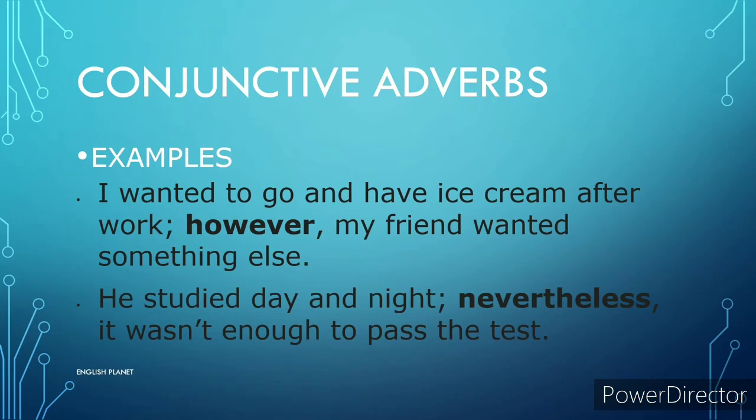Example number 2. He studied day and night. This is one sentence. It wasn't enough to pass the test. This is the second sentence. So I use nevertheless to join the two sentences, and before nevertheless I put a semicolon. So the sentence becomes: he studied day and night; nevertheless, it wasn't enough to pass the test. So nevertheless becomes the conjunctive adverb.